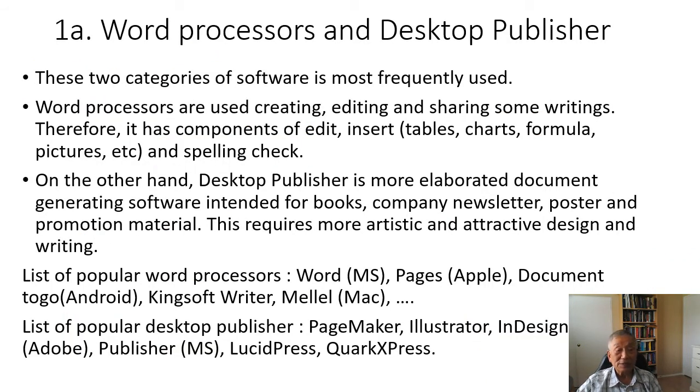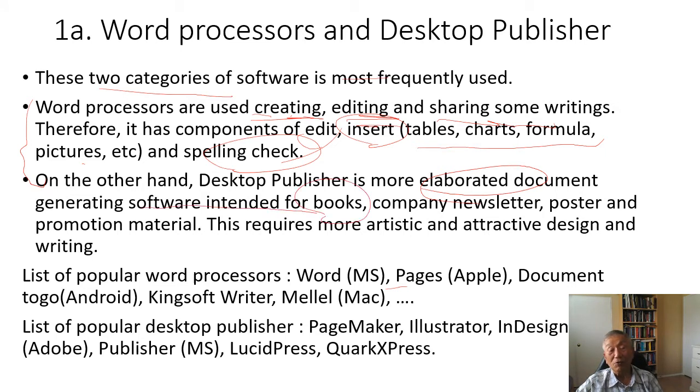Then word processor and desktop publishing, there are two categories that are most frequently used. The word processor's main functions include creating, editing, sharing some writings, inserting things, and spelling checks. Those are very basic writing things. So beautifying is not the main purpose. On the other hand, desktop publishing is more elaborate, more beautified, a more impressive publication.